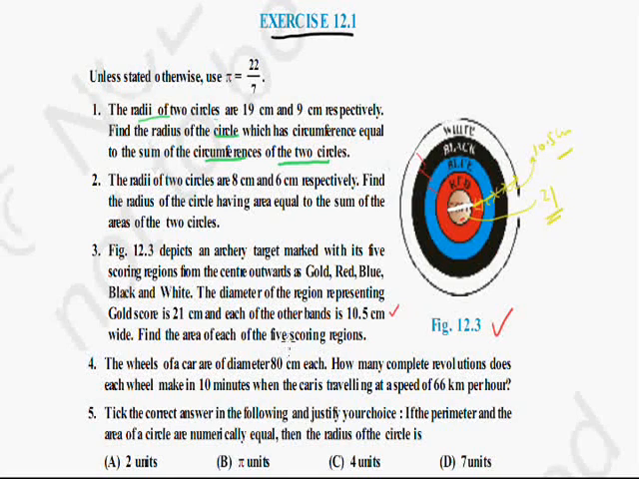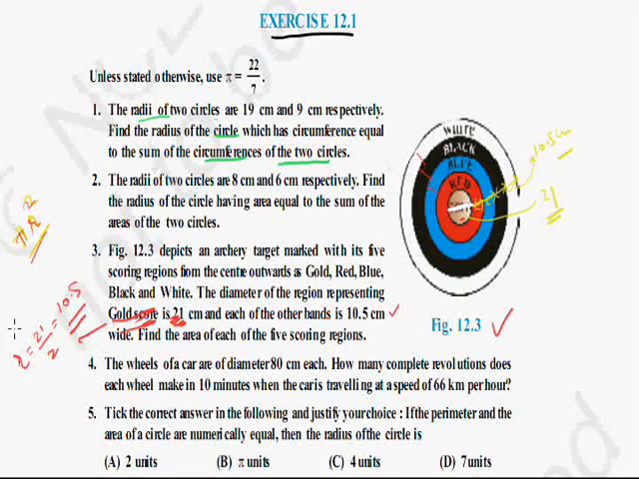Now we have to find the area of each of the 5 scoring regions. It means we have to find the area of the scoring region. Let's find the scoring area of the golden region, that is the innermost. The area of the circle is what? Pi r square. Here the diameter of the golden score is given as 21 centimeter. It's a diameter. Now this radius is what?